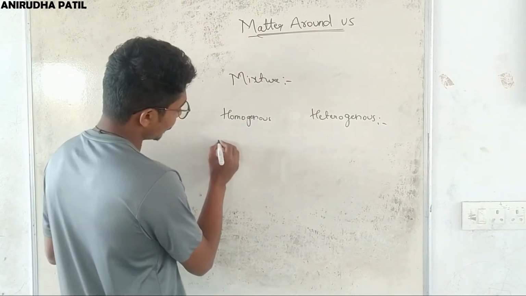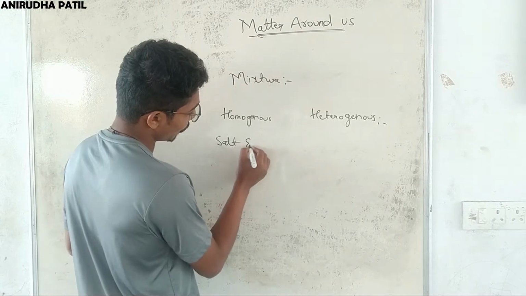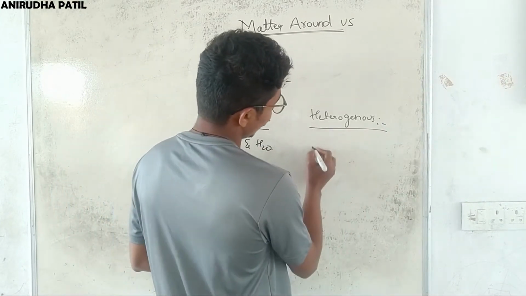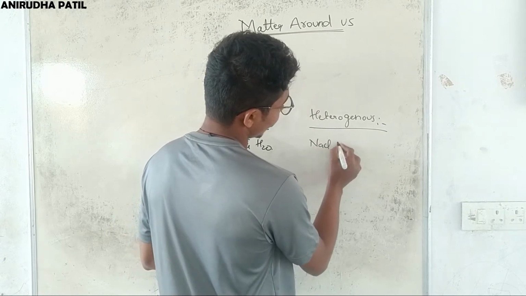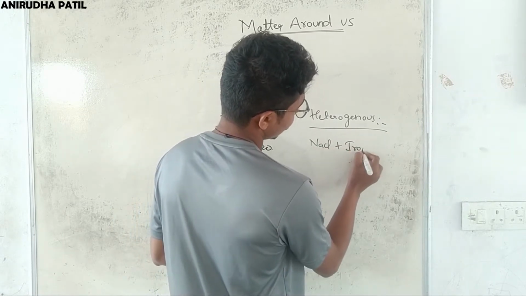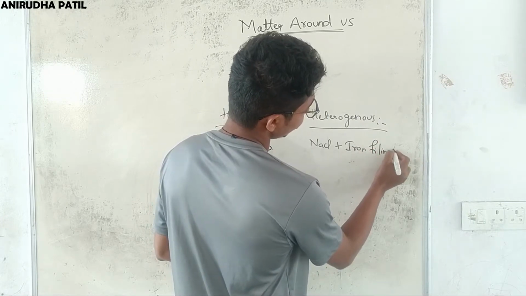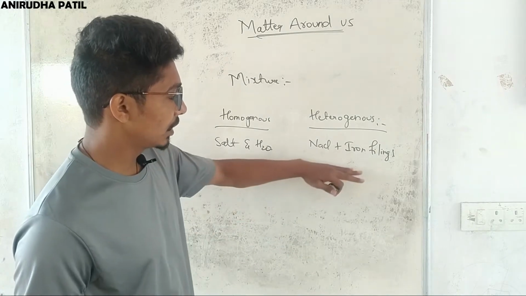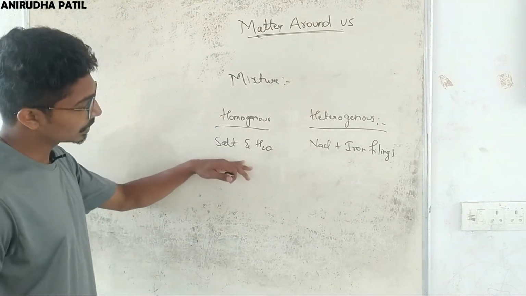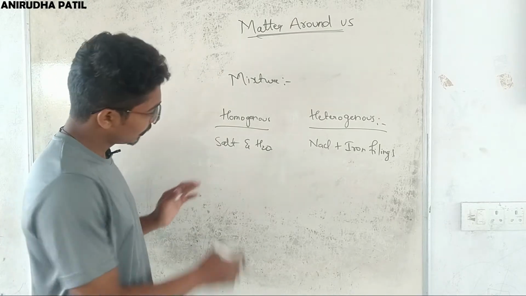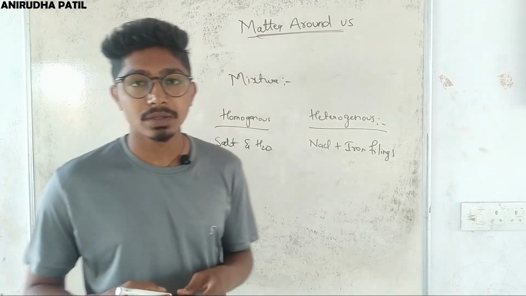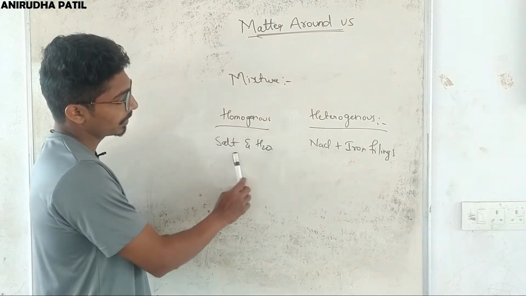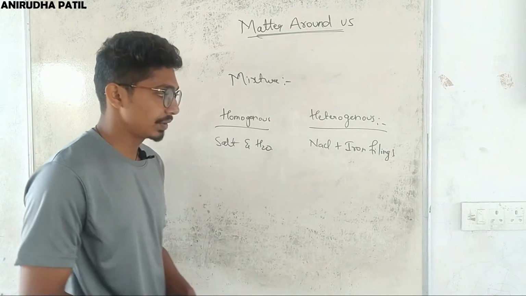For example, a mixture of salt and water. So this is a homogeneous mixture. And what is heterogeneous mixture? So mixture of NaCl, sodium chloride plus iron filings. So here you can see either two different layers, or you can easily differentiate between the particles of matter. Here you cannot differentiate between the particles of matter as they have uniform composition and they have mixed in a proper proportion or in a definite proportion. So this is the major difference. This cannot be differentiated and this can be easily differentiated.